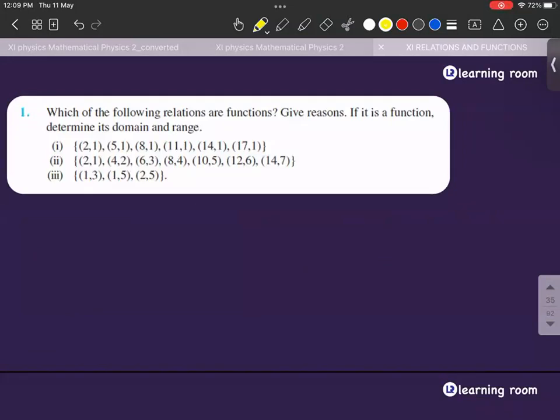Okay. So we will start solving the problems. First one: which of the following relations are functions? Give reasons if it is a function. Okay, give reasons, that is the first part. If it is a function, determine its domain and range. So first one, is it a function?